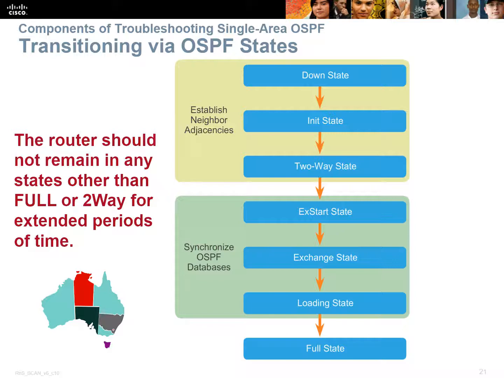Like I say, in the lab environment, it'll go from two-way to full in less than a second. It's very hard to see without debugs. But in a big production network, it may well be in exchange for quite a few seconds and in loading for quite a few seconds. So the exchange is swapping the databases and loading is compiling the databases.